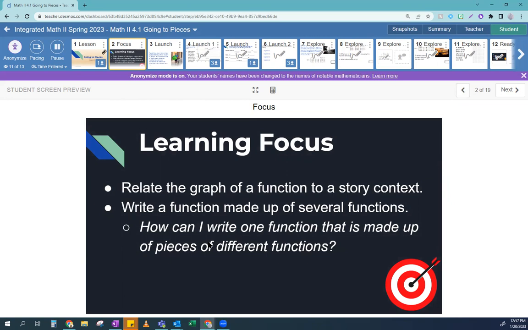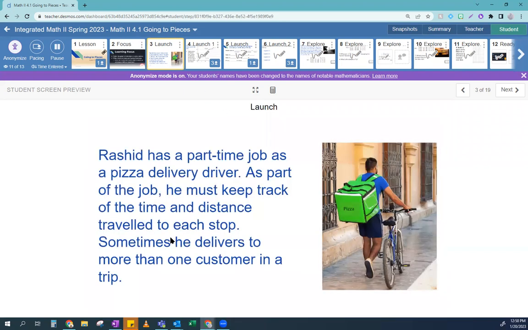And so you're thinking about what a function could look like if there's more than one function in there. And then it says, how can I write one function that is made up of pieces of other functions or different functions? So here's the context. Rashid has a part-time job as a pizza delivery driver. As part of the job, he must keep track of time and distance traveled at each stop. Sometimes he delivers more than one pizza, more than one customer in a trip.